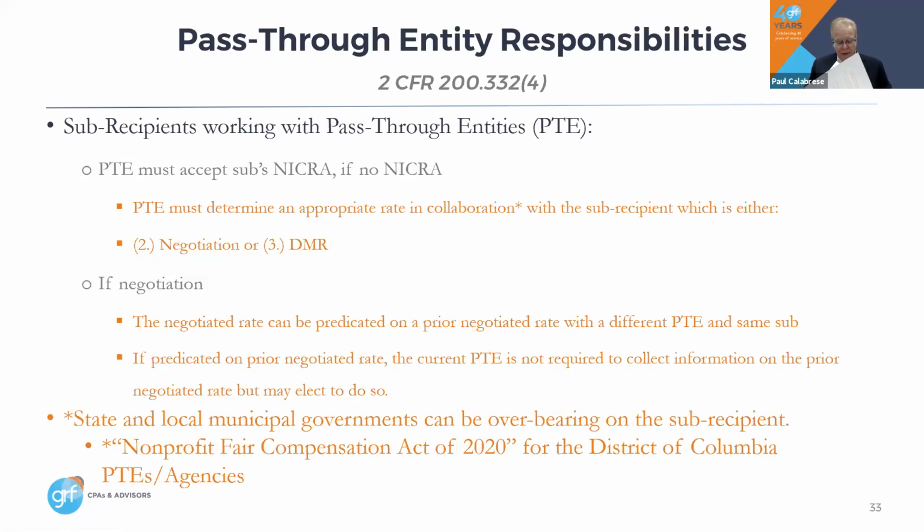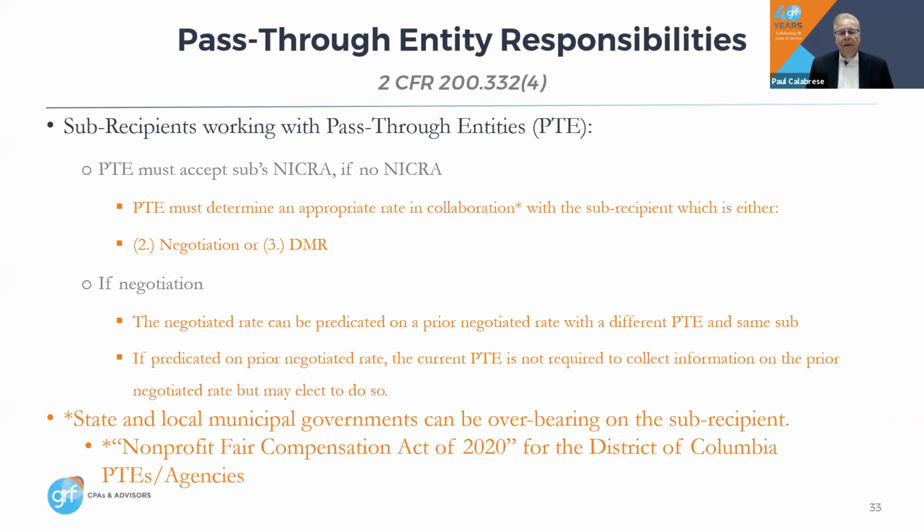These next two slides, this one and the next, are important because they cover the pass-through entity's responsibilities. This is a situation where you are a subrecipient and you're dealing with a pass-through entity, and the effect is that you don't have a NICRA rate, so you must deal in accordance with the pass-through entity as a sub. If you notice here under the revision, they try to make it a little bit clearer that the pass-through entity, the PTE, must collaborate with the subrecipient to come up with a good situation.